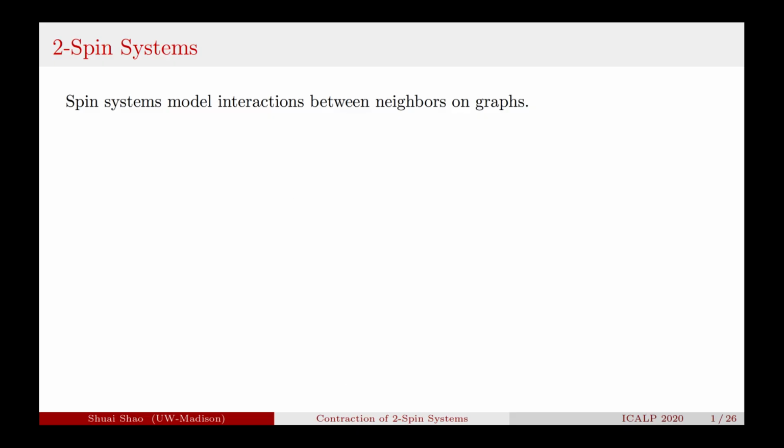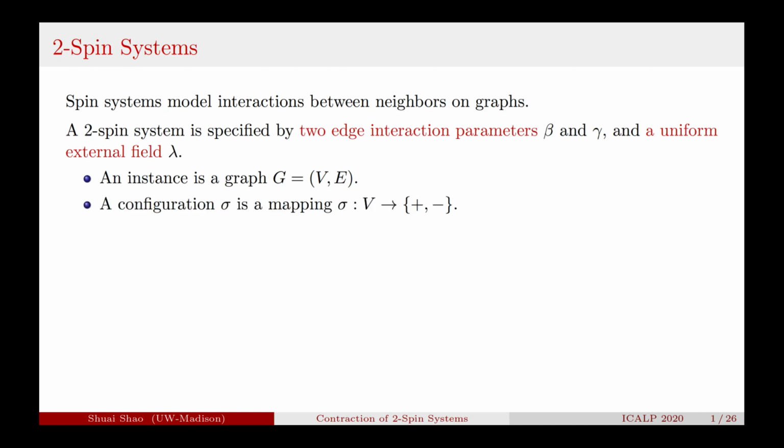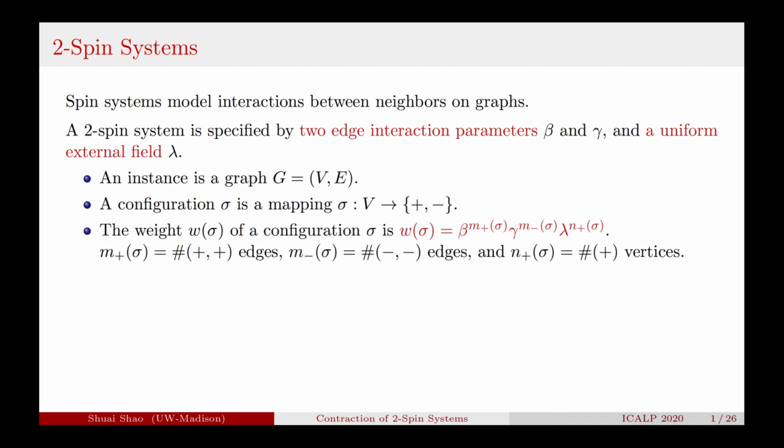So let's introduce two-spin systems. Two-spin systems are models from statistical physics. It models interactions between neighbors on graphs. A two-spin system is specified by two edge interaction parameters, beta and gamma, and a uniform external field, lambda. And an instance of a two-spin system is a graph, and a configuration is a mapping that maps each vertex to a spin plus or minus.